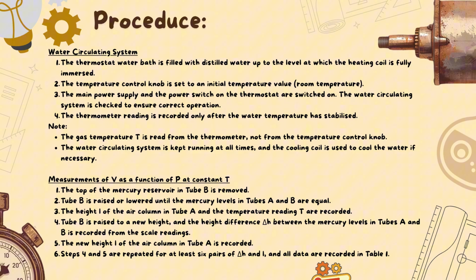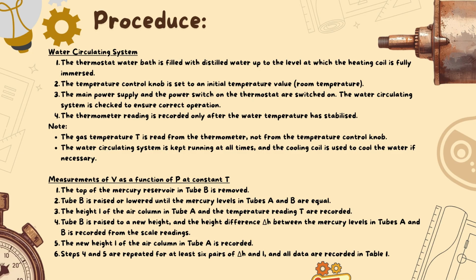Next, let us talk about the procedures of these experiments. To begin with the water circulating system, the thermostat water bed is filled with distilled water up to the level at which the heating coil is fully immersed. The temperature control knob is set to an initial temperature value. The main power supply and the power switch on the thermostat are switched on. The water circulating system is checked to ensure correct operation. The thermometer's reading is recorded only after the water temperature has stabilized. To note that the gas temperature is read from the thermometer, not from the thermostat temperature control knob.